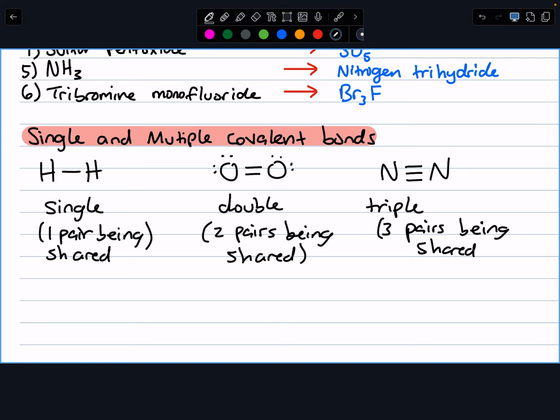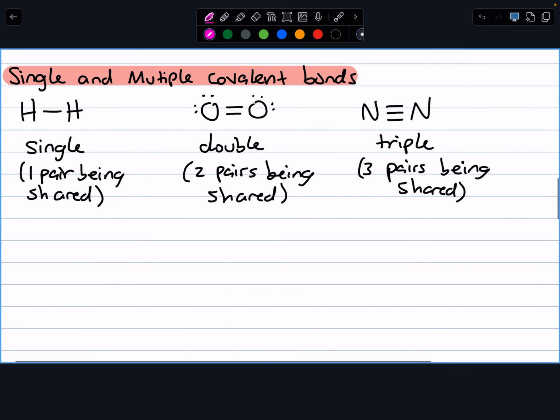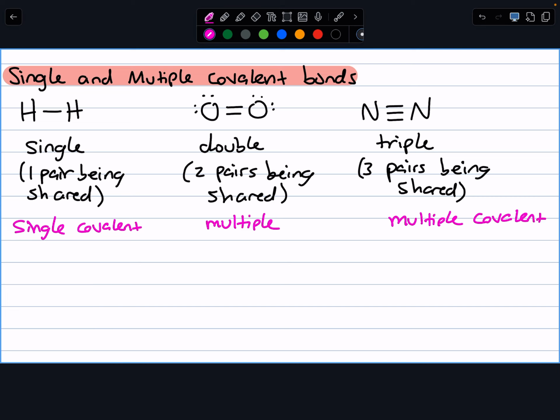Okay, we call triple and double bonds multiple covalent. Does that make sense why they call that? Because multiple lines in the bond. Okay, so this, again, is a single covalent, and these are multiple. Good? Okay.